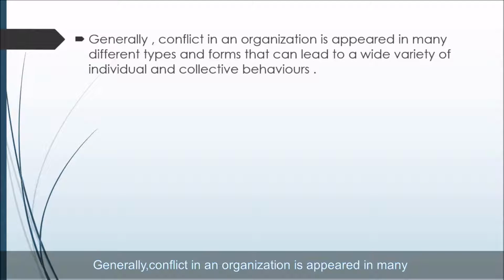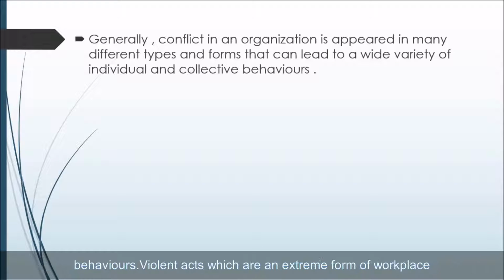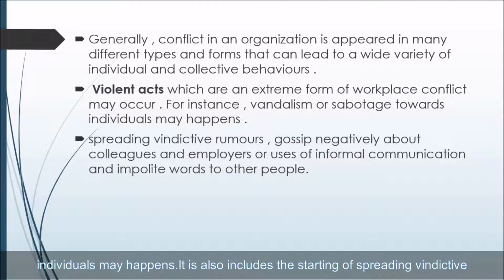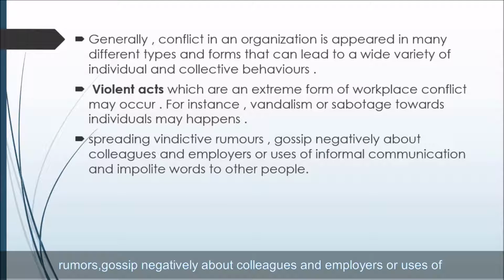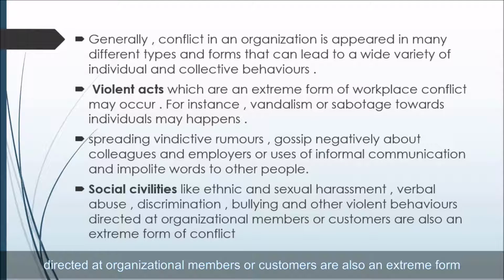Generally, conflict in an organization appears in many different types and forms that can lead to a wide variety of individual and collective behaviors. Violent acts, which are an extreme form of workplace conflict, may occur. For instance, vandalism or sabotage towards individuals may happen. It also includes spreading vindictive rumors, gossiping negatively about colleagues and employers, or using informal communication and impolite words to other people. Many other social incivilities like ethnic and sexual harassment, verbal abuse, discrimination, bullying, and other violent behaviors directed at organizational members or customers are also an extreme form of conflict.